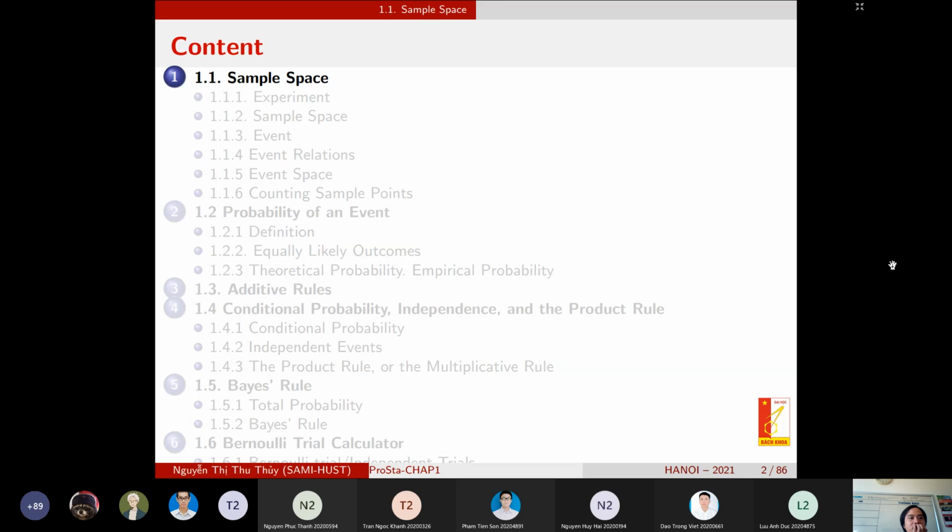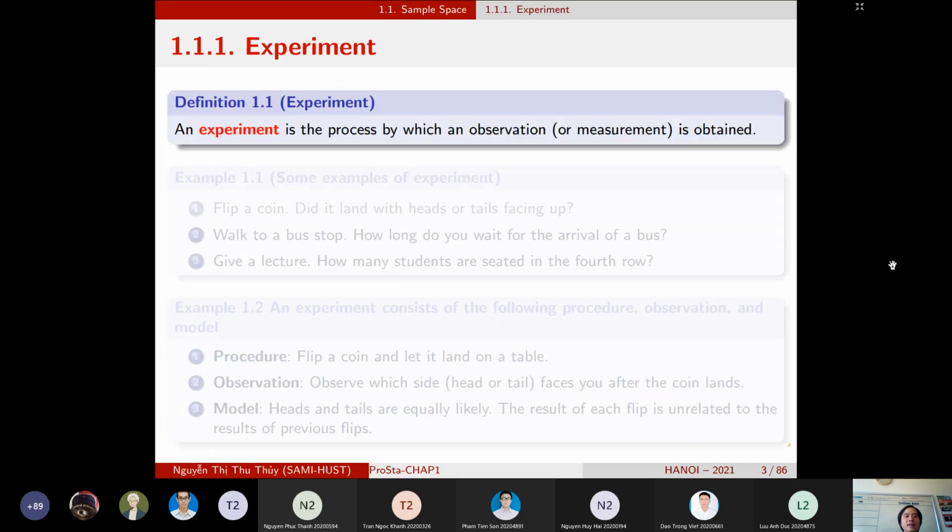Now we will consider how to define a sample space, how to use the notation for sample space and events of a sample space. About the definition of experiment, first we consider an experiment. So what is an experiment? An experiment is the process by which an observation is obtained.